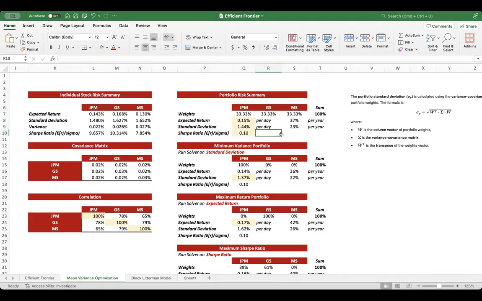Now the concept of mean variance optimization will come very handy. How to use mean variance optimization? Tell me one thing, what will we optimize? Will we optimize weights? Yes or no?